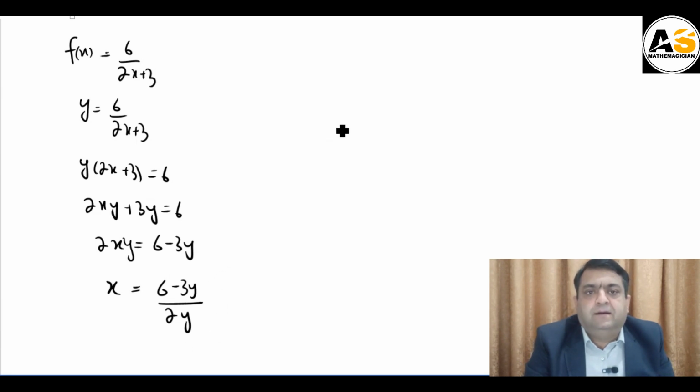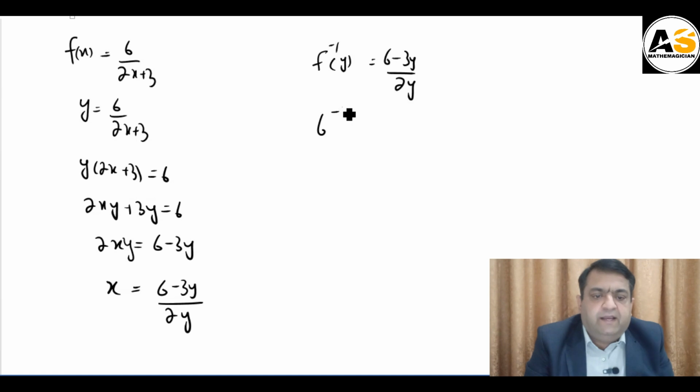So students, this is the value of x. Step 1 is complete. In step 2, we replace this x by f inverse of y. f inverse of y is equal to 6 minus 3y over 2y. In the last step, we replace y by x. So f inverse of x is obtained: 6 minus 3x over 2x.